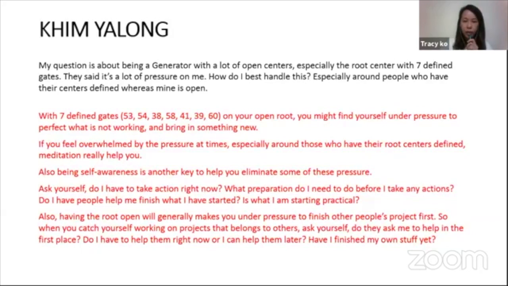Because with the gate 41, it's easy for you to start something that is not practical. This is a gate of fantasy, so sometimes it's easy for people with this gate to start something that is not practical. So asking yourself, is what I'm starting practical, can help you. And also, Kim, ask yourself, whenever you catch yourself trying to finish other people's work, do they ask you to help them in the first place? Do you have to help them right now, or can you help them later? And have you finished your own stuff?